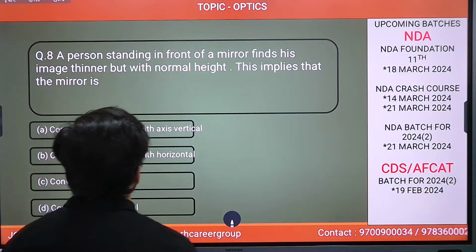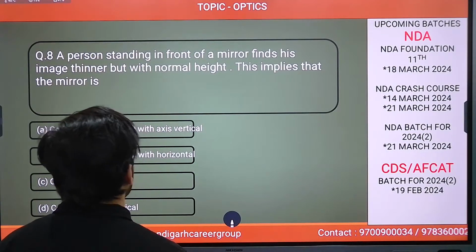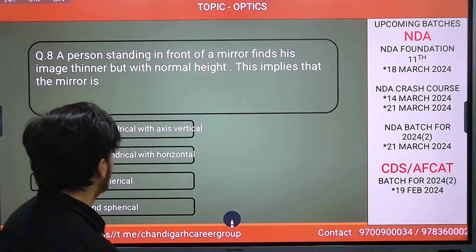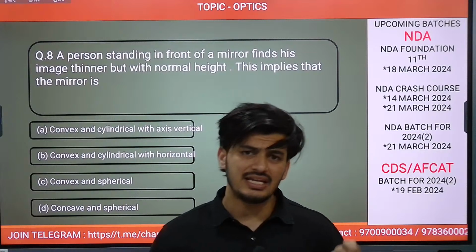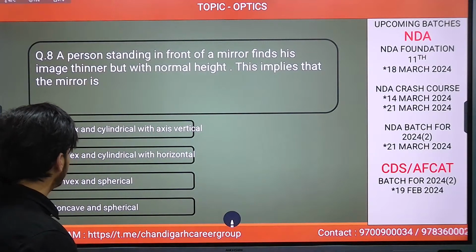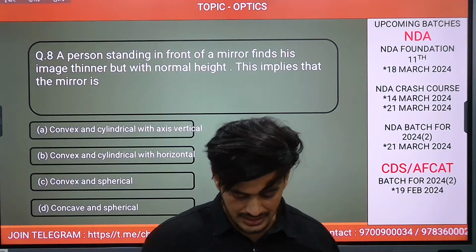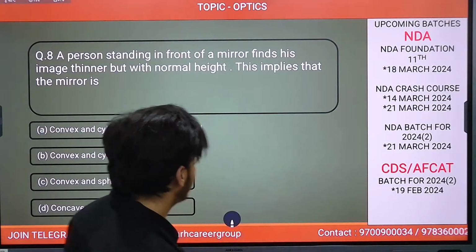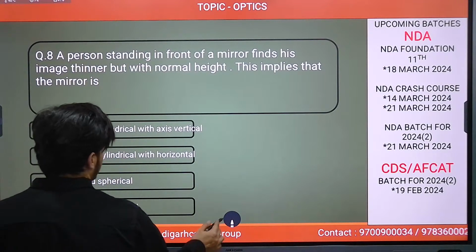Next one is a person standing in front of a mirror finds his image thinner but with normal height. This implies that if someone is standing in front of a mirror, there is a certain minute change. What will it be? Number one, his image becomes thinner. ठीक है, width wise थोड़ी thin हो जाती है. And second is normal height. Height normal रहती है. So keep this thing in mind.